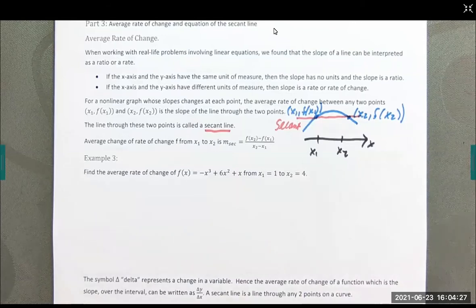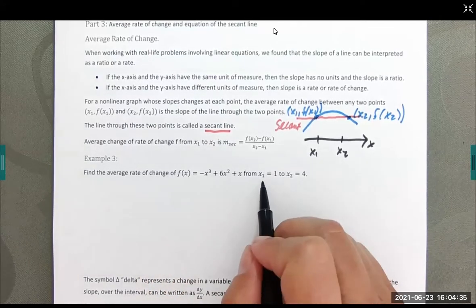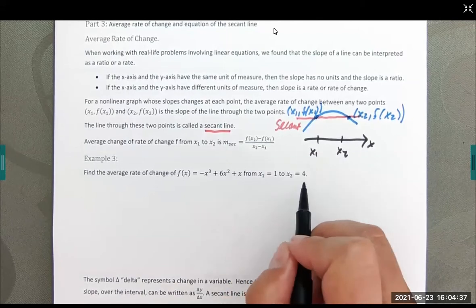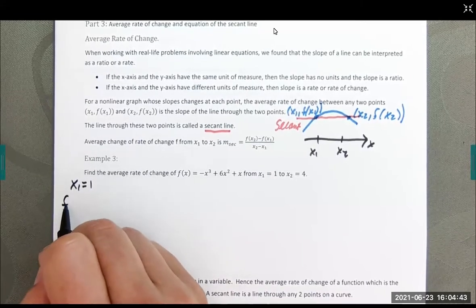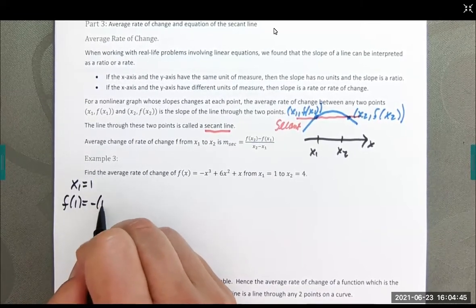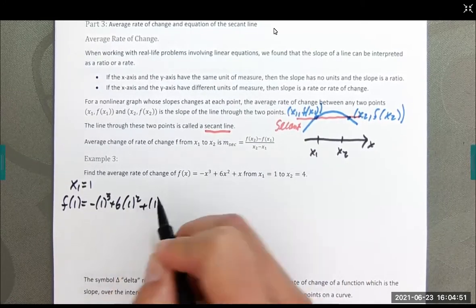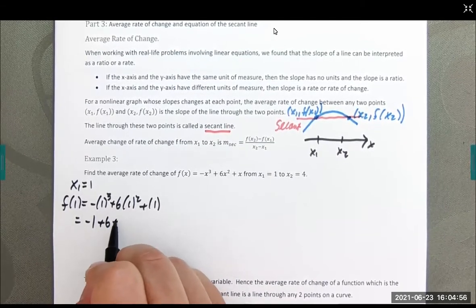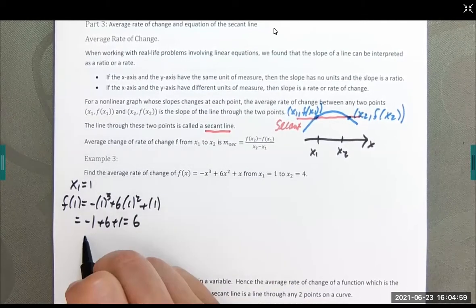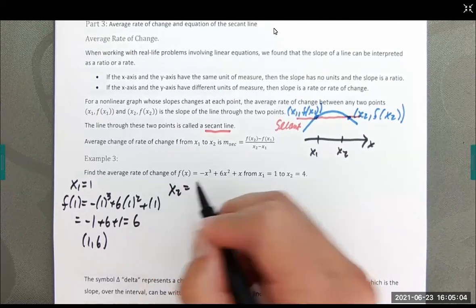And let's do an example here. They want to know the average rate of change of this function as x goes from 1 to 4. So let's start here. So that just becomes -1 plus 6 plus 1. That looks like 6 to me. So the point (1, 6). Then we have x sub 2 is at 4.